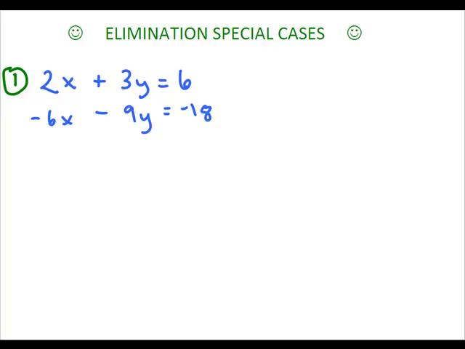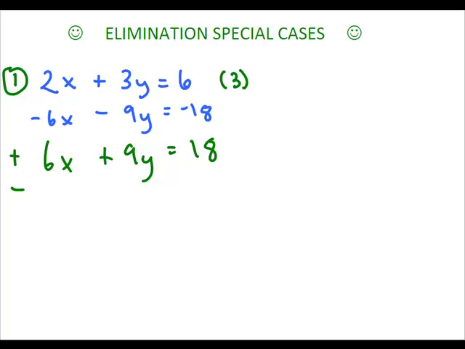Hi there. We're going to go over some elimination problems in which you come upon some interesting cases. So for example, if we look at problem 1 here, we want to eliminate x. So in order to do that, I'm going to multiply the top equation by 3 in order to get the x's to line up. So we get a 6x plus 9y equals 18.